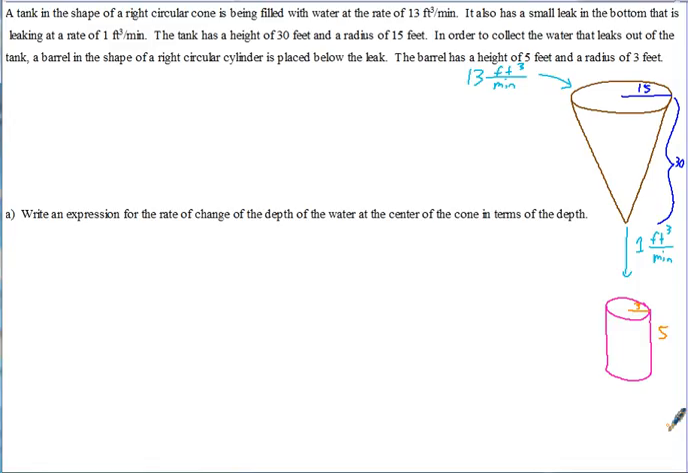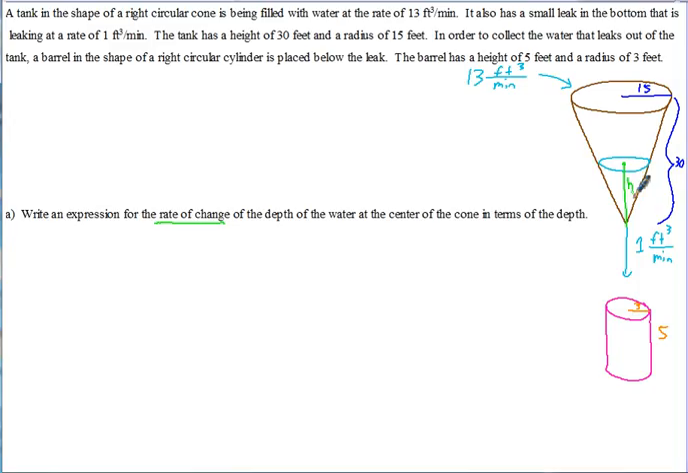So let's first think about how we can represent the rate we know. In part A, we're asked to write an expression for the rate of change of the depth of the water in the center of the cone in terms of the depth. Okay. So let's try to write that here. The depth of the water in the center of the cone. Well, we've got some amount of water inside this cone here. And that forms like a mini cone inside the big cone. And we want to know the rate of change, or derivative, of the depth of the water in the center of the cone. So usually what we refer to that as is the height, h.